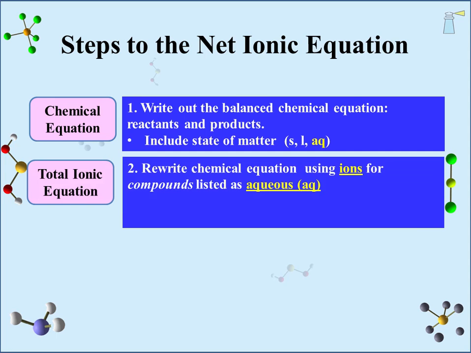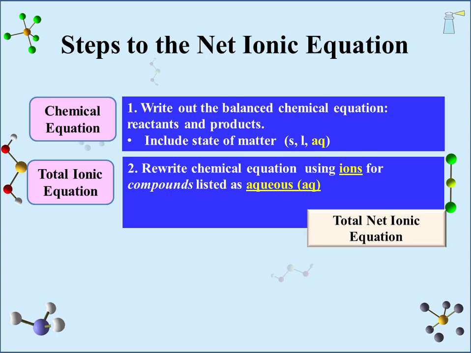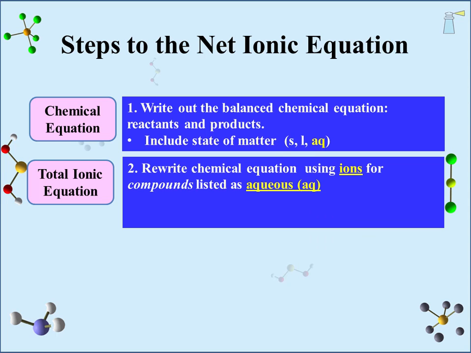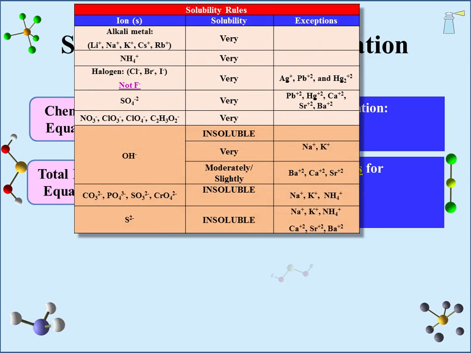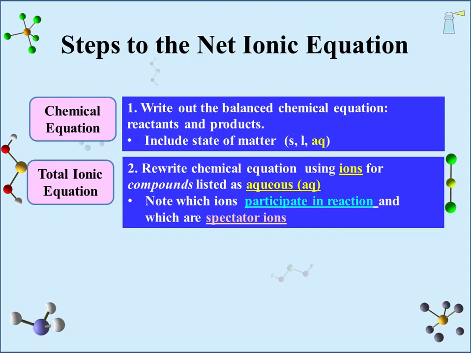Then, rewrite the chemical equation using ions for compounds listed as aqueous. Essentially, write out the total ionic equation. It should be pointed out here that this step is modified in the more advanced net ionic equation Part 2 lecture. In that lecture, the student is responsible for determining which compounds are soluble. They do not rely on the AQ subscript. To dramatically simplify the process, a table of solubility rules is provided. If the student's coursework regarding net ionic equations involves using these rules, then follow this lecture up with the Part 2 lecture. If not, then continue on.